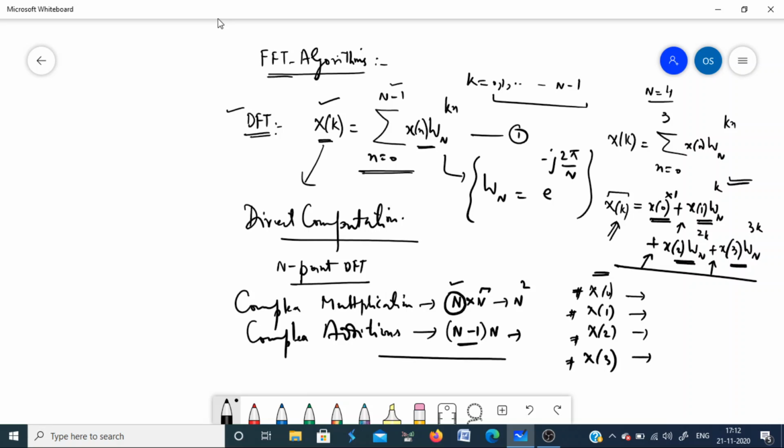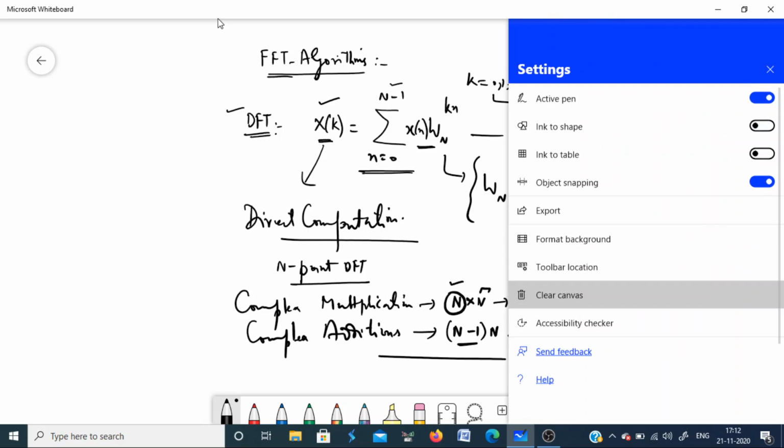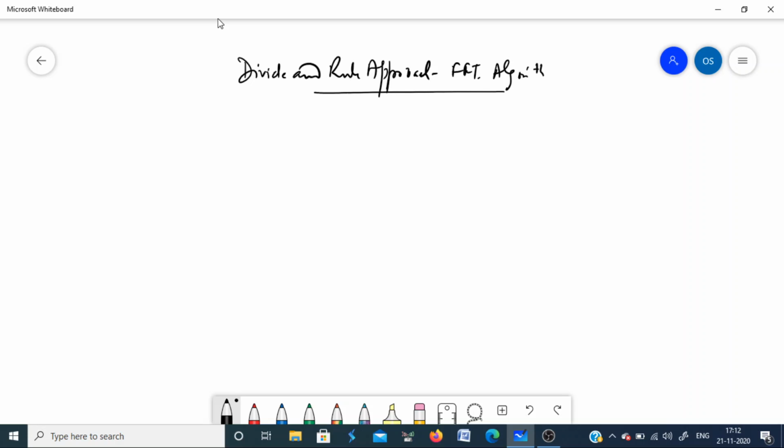Okay. Now we will see how you can reduce this complexity of computation of DFT using fast Fourier transform. In the fast Fourier transform, there are different algorithms. We will first develop a general approach, which is called the divide and rule approach, of the fast Fourier transform algorithm.